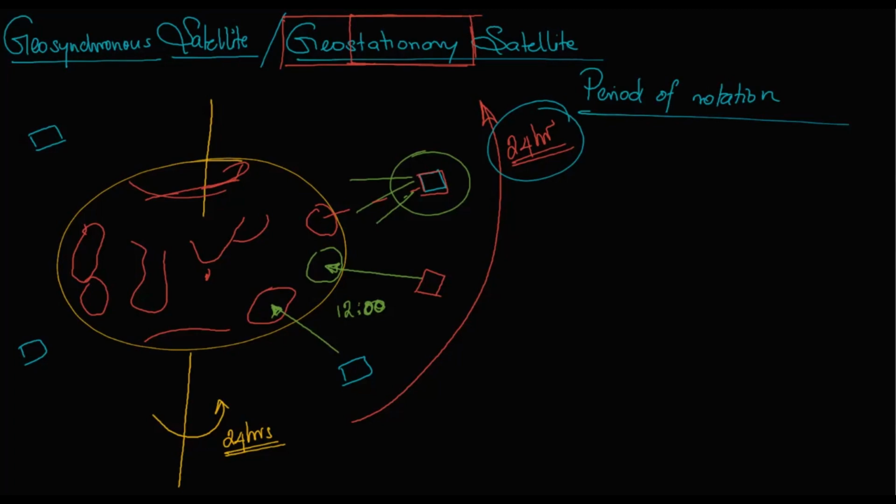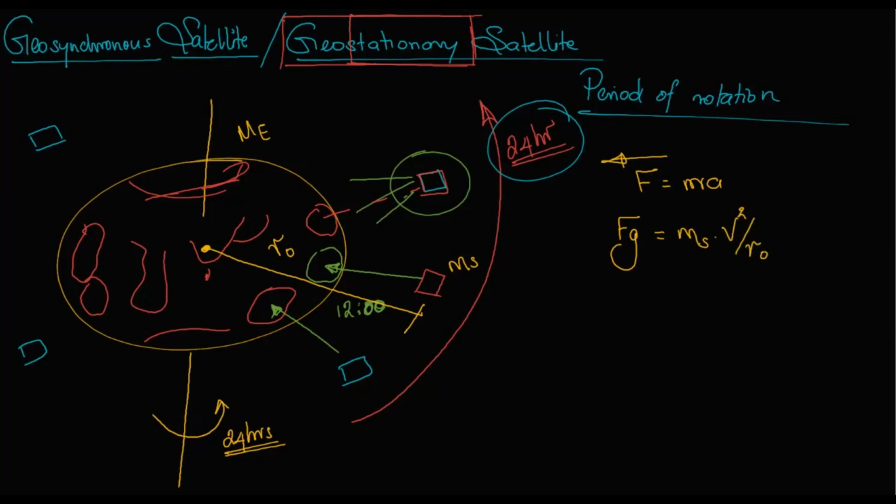So let's say that geostationary satellites are at a radius of r, and we call this simply R naught, right? And the mass of the satellite is ms, mass of the Earth is capital Me. So what we can do is apply F equals ma for the satellite towards the center. We have the force due to the gravity acting on the satellite due to the mass of the Earth, and we have the mass of the satellite, and the acceleration is centripetal acceleration.